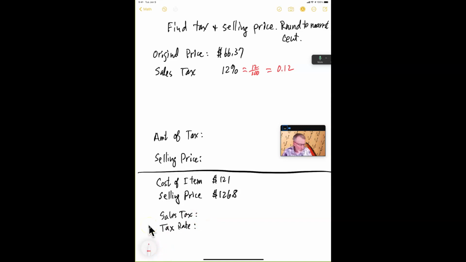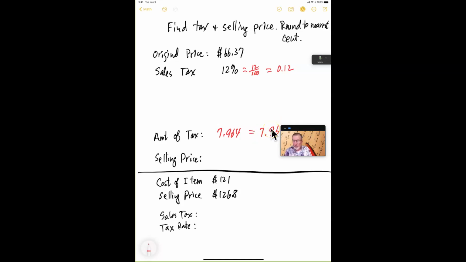So let's try multiplying 0.12, 12 hundredths times $66.37. So the amount of the tax that I got is $7.96. So we are rounding to the nearest cent. So I got 7.964, which is the same as $7.96. So this is our tax.